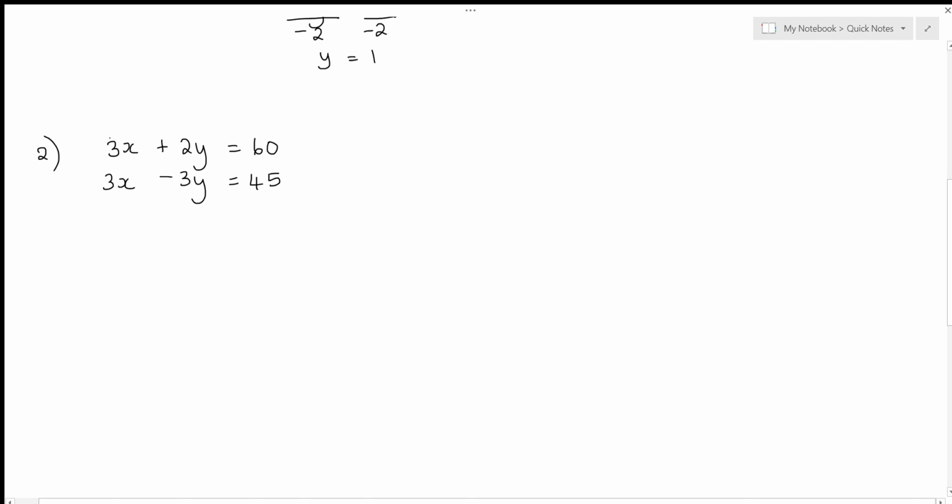So if I had to go 3x minus 3x, it would eliminate the x variable. So I'm going to call this equation 1 and the second one equation 2, and I'm going to subtract equation 2 from equation 1.